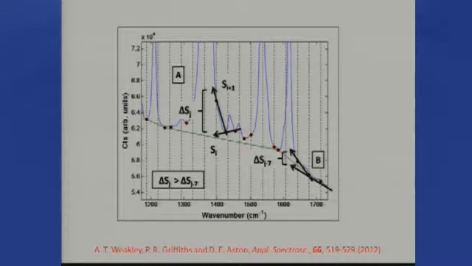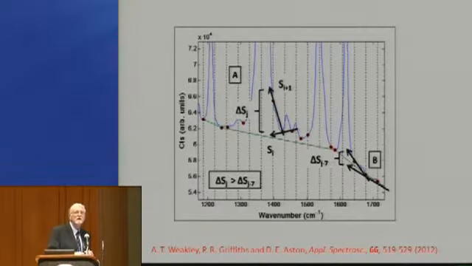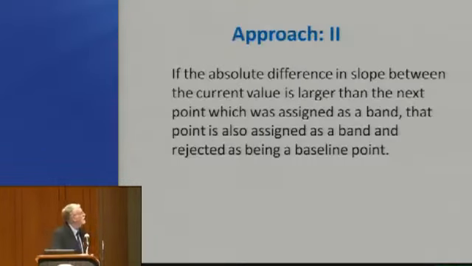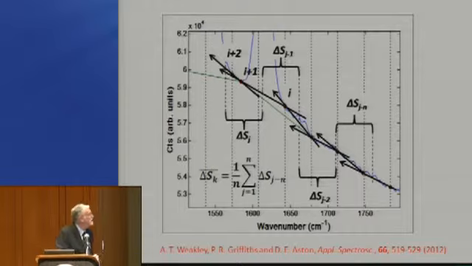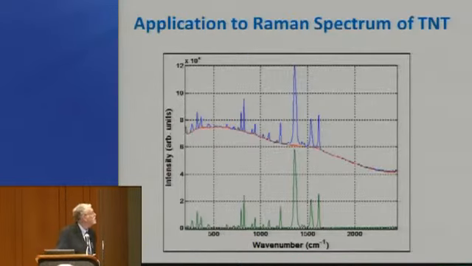And so here's a spectrum where you're showing the difference in slope. Here's something that's clearly on a band, for example. And then going on from there, if the absolute difference in slope between the current value is larger than the next point, which was assigned as a band, then that point is also assigned as a band, and so it's rejected as being a baseline point. And so you're looking at regions there to try and find the baseline points in an automated and non-subjective fashion.